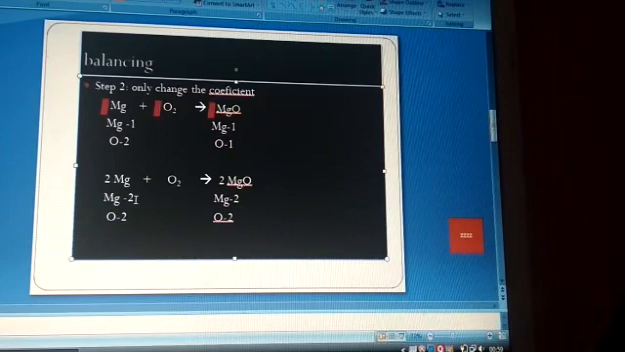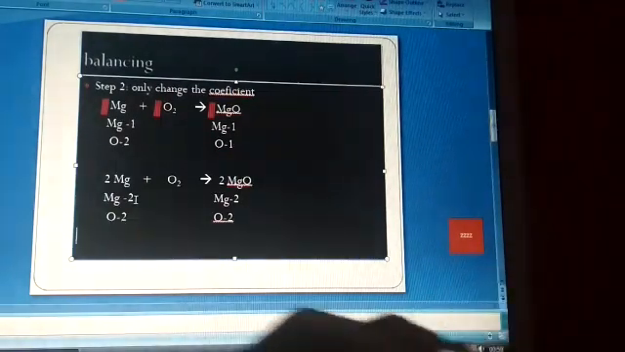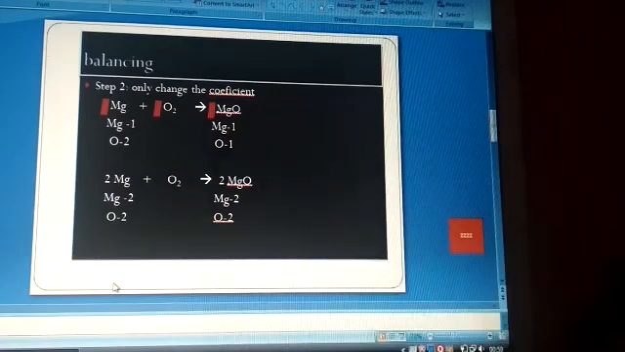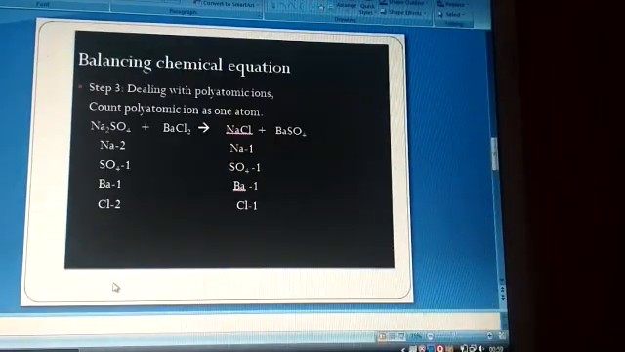Now step 3 is for polyatomic ions. Step 3 deals with polyatomic ions: count a polyatomic ion as one atom. This condition is only applied when there is no decomposition of the polyatomic ions. Like here the polyatomic ion is sulfate, SO4. We see on the product side it remains the same, that is SO4. It is not decomposing into SO2 or SO3. So it remains as it is on the reactant side.